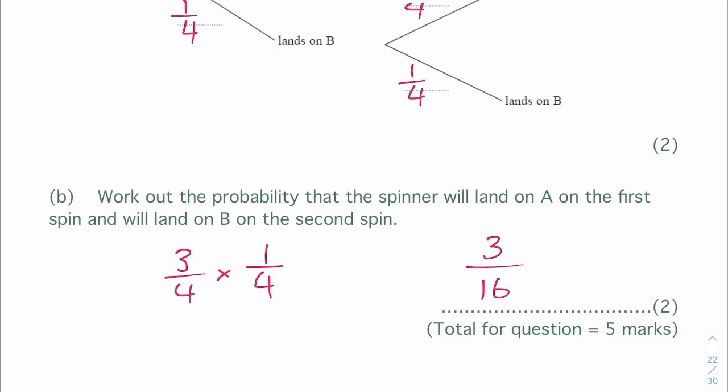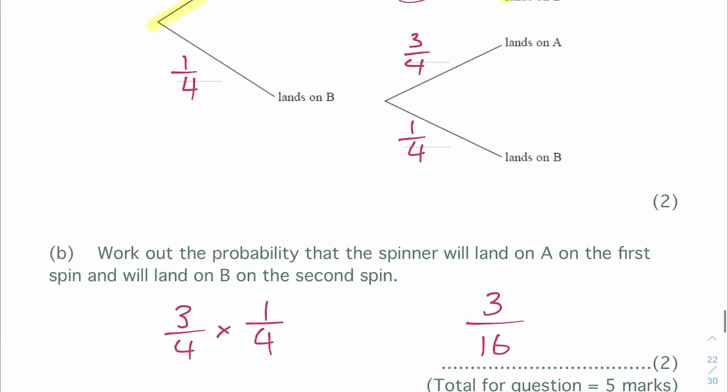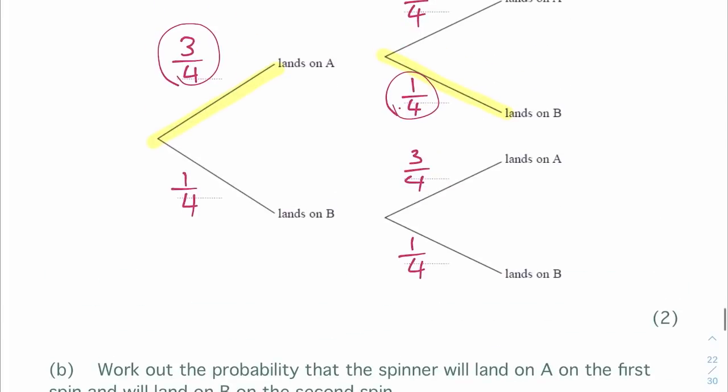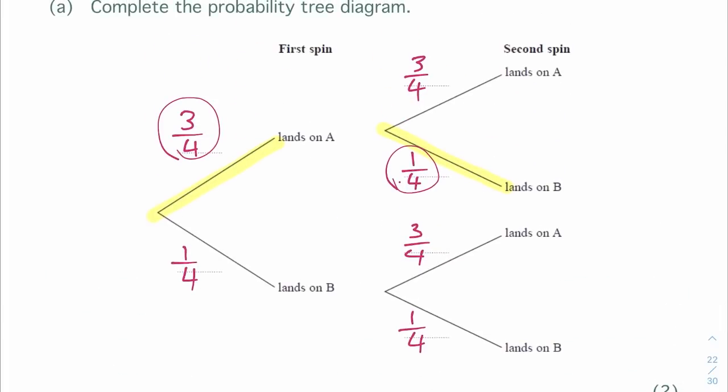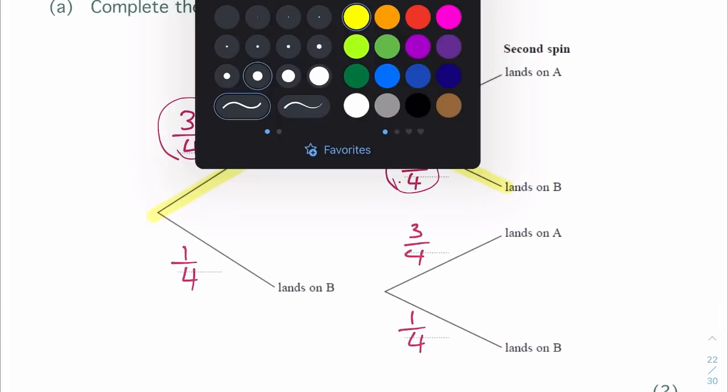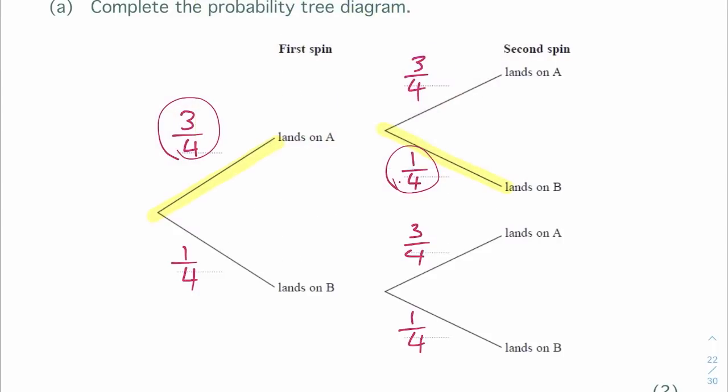Obviously just bearing in mind here as well that you do not have to simplify answers, even though 3 over 16 doesn't simplify, but you don't have to simplify your answers with probability. So there we go. Just also bear in mind you could be asked to work out 2 different routes. So maybe it would also say the probability it lands on B and then on A, and you'd work that one out as well.